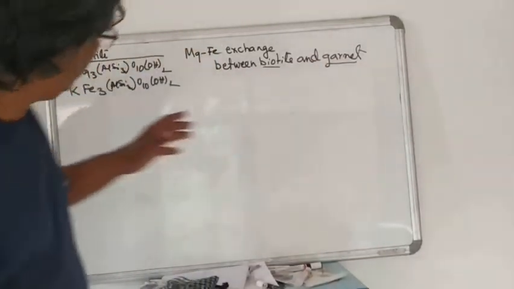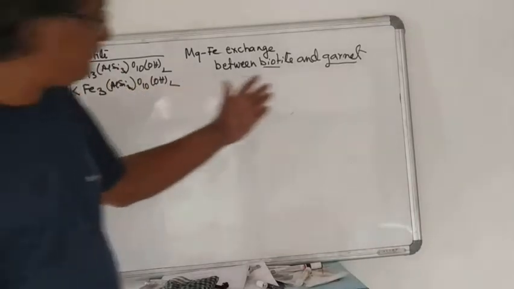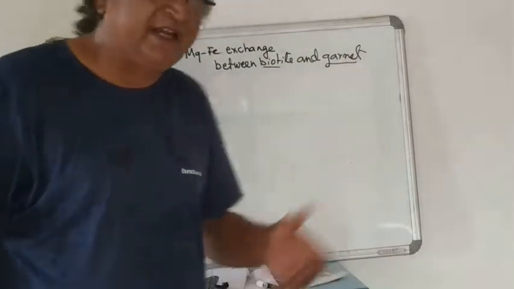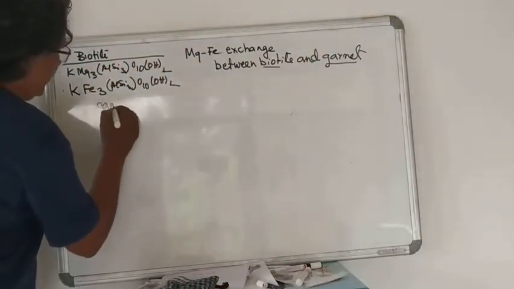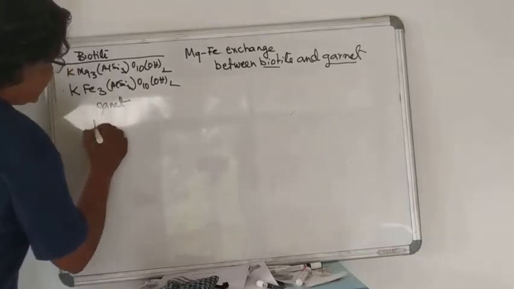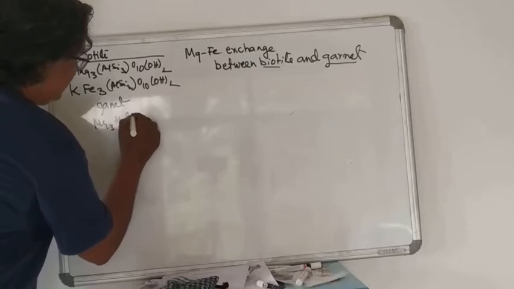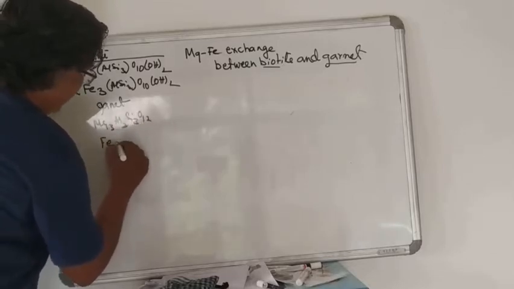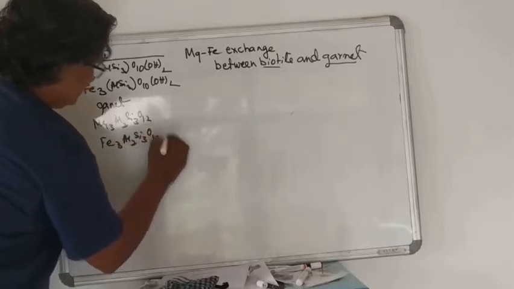and we are trying to understand the Mg-Fe exchange between biotite and garnet. So if there is to be magnesium and iron exchange between biotite and garnet, then of course we have to take at least magnesium-iron exchange in garnet. So for garnet, for example, we can take two components, say Mg3 Al2 Si3 O12 and Fe3 Al2 Si3 O12. Let's say we take this composition.